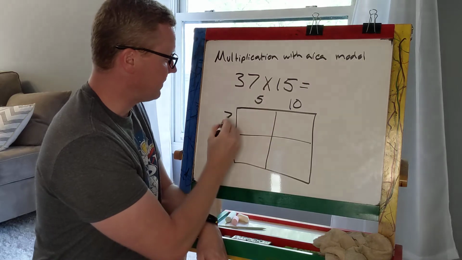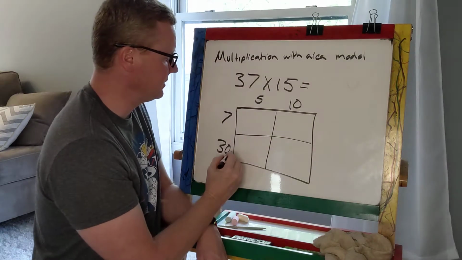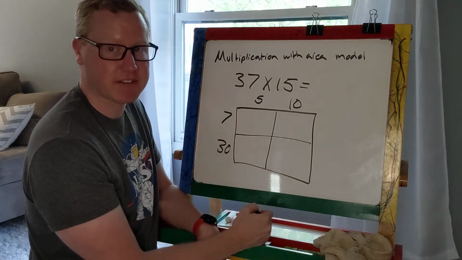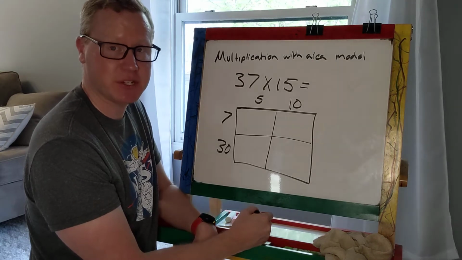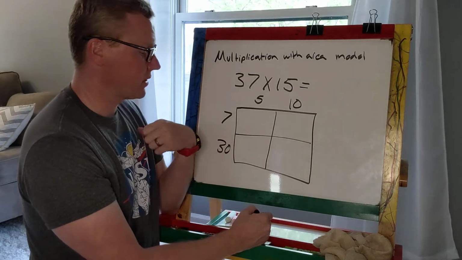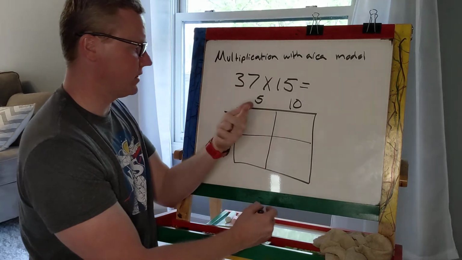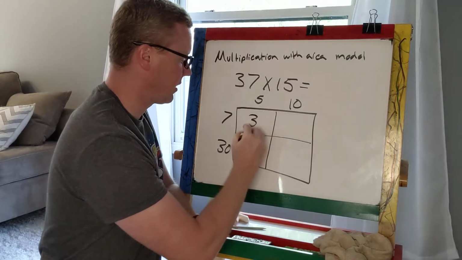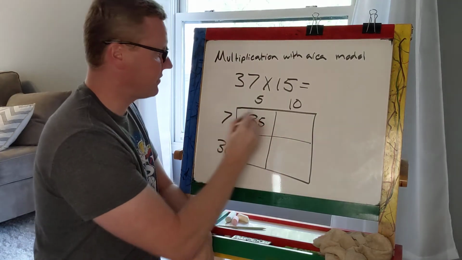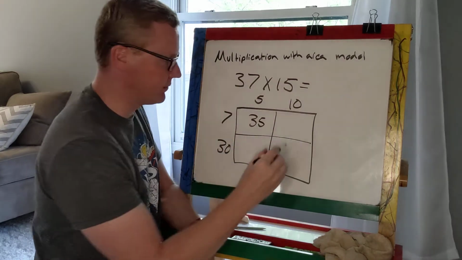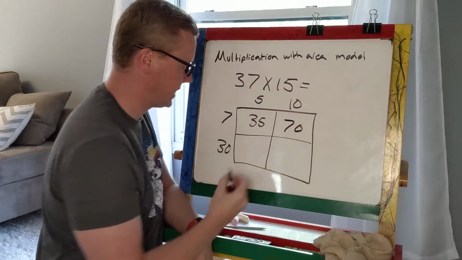All right, so 5 times 7. Well, I know that 5 times 5 is 25. And I just got to add 2 more 5s. 25, 30, 35. 7 times 10. Everyone should shout that out right away. 70.